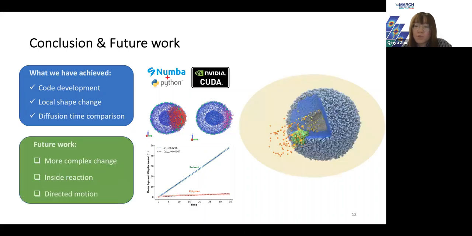In the future, we would like to study more complex morphological changes in the vesicle systems, probably with reactions that happen inside the vesicle lumen. Directed motion is another potential topic to explore with our code.